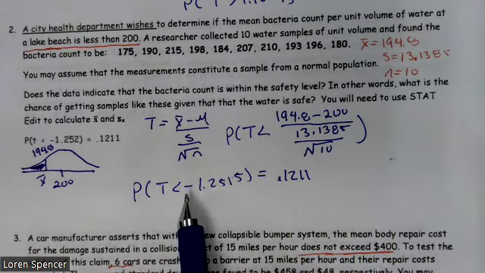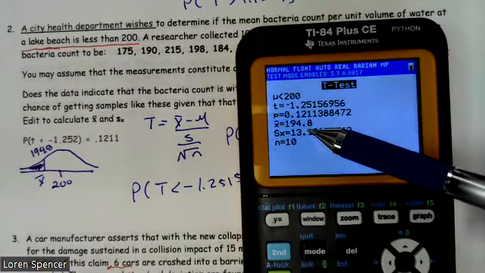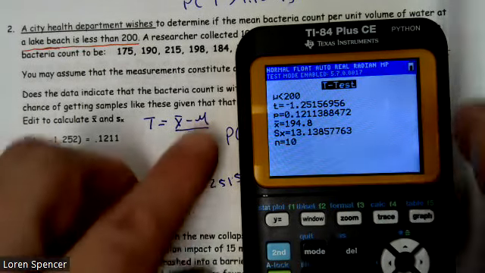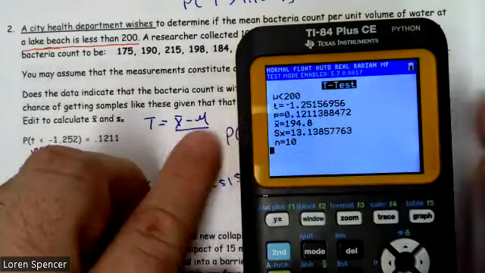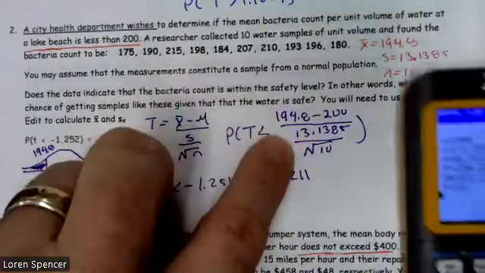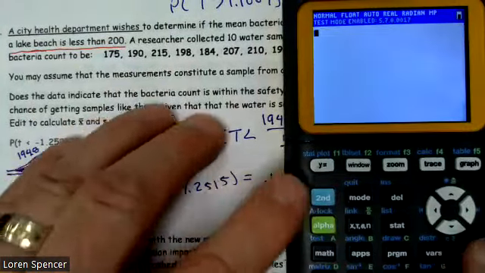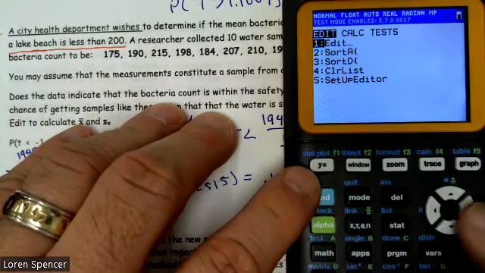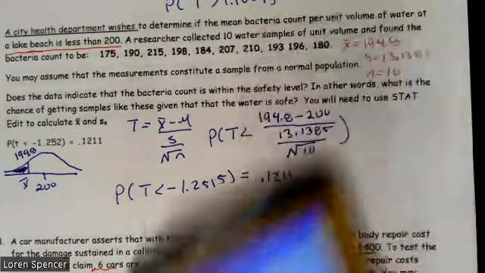Now, one thing I want to point out to you on the calculator, when I ran it, it actually said, oh, there's 194.8. Well, that was the X bar, and this is 13.1385, and that was my sample standard deviation. So there's a couple different ways to get those values. The way I recommend, though, is to do stat, calc, 1 var stat. Stat calc 1 var stat.